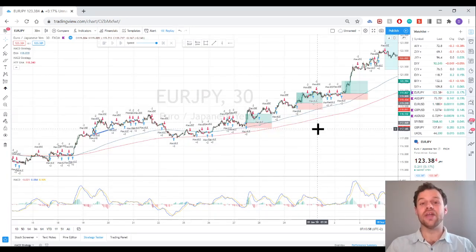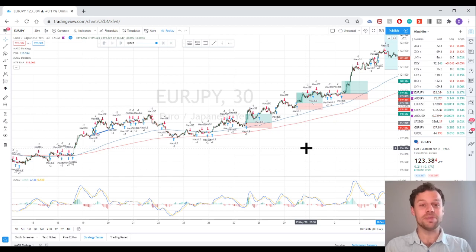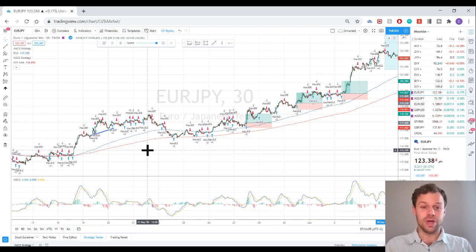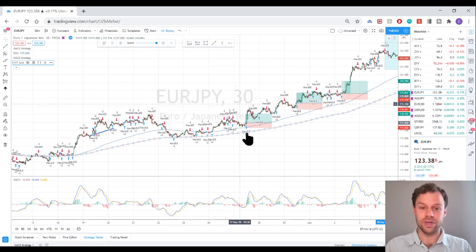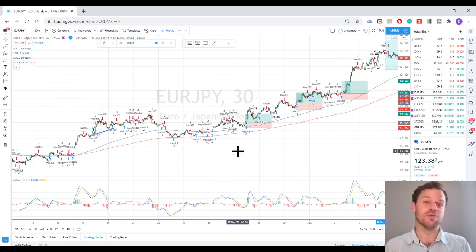So I had another interesting idea for a trending market, and I would love your guys' feedback as well. So basically, I thought, what would happen if I added a multi-time frame EMA for the 200 EMA on the 1 hour while trading the 30-minute euro yen? The results were not as great as I expected in this strong trending market.